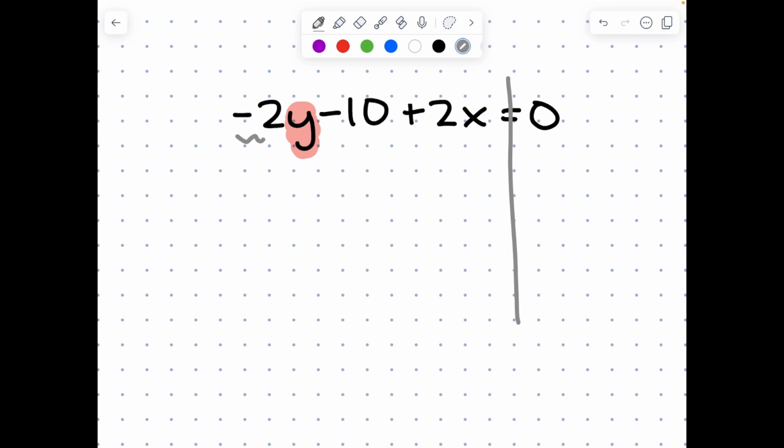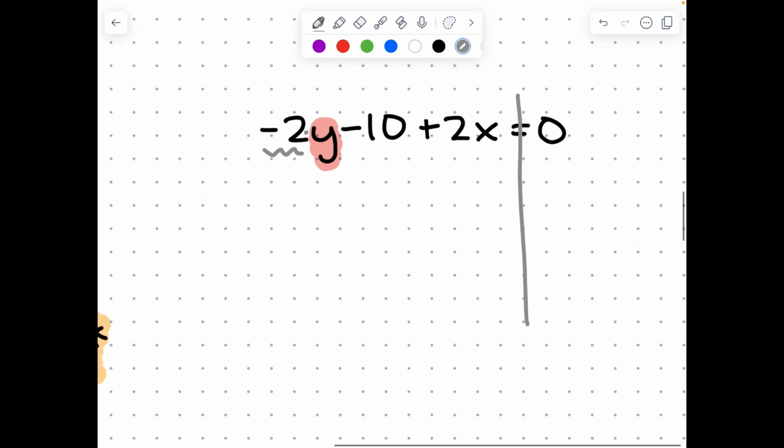Now I have this -2 I'll need to get rid of. It's -2 times y. I've got a -10 as a constant term. I have a positive 2x as a linear term. And I need to get rid of all of those things. So to keep consistent, let's go ahead and do our addition or subtraction of terms first. Now I can actually consolidate this. So I can add 10 to both sides. And I can subtract 2x from both sides.